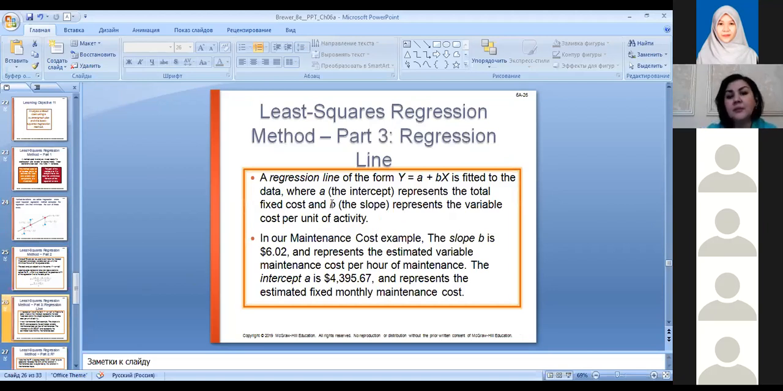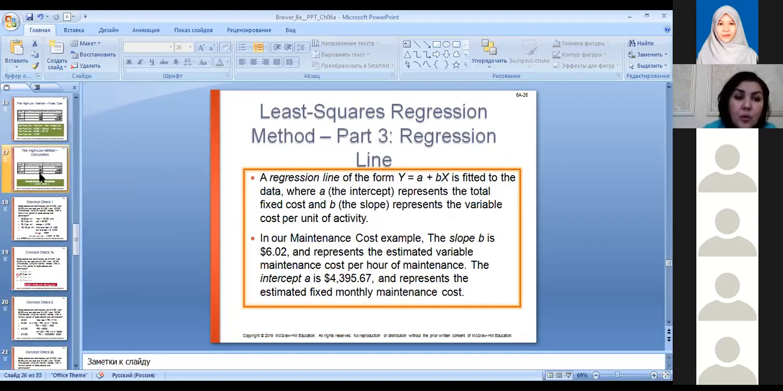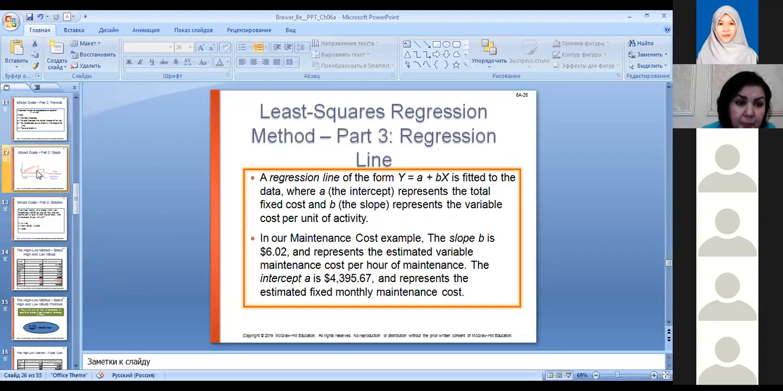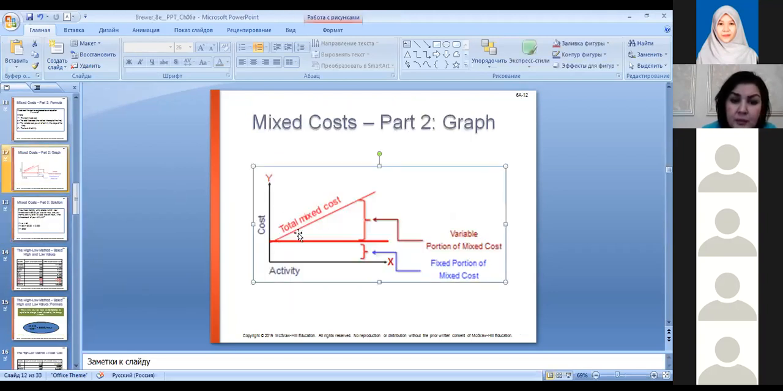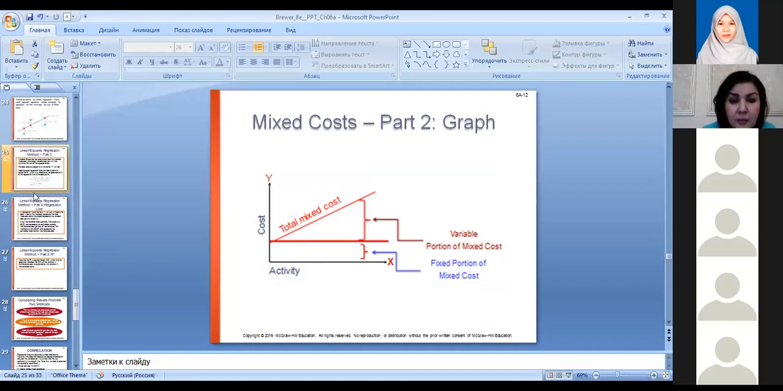Okay, as we said, the regression line has a form fitted to the data, where A, the intercept, represents fixed cost, and B is the slope. As I said, the slope of the line is variable cost per unit. Again, let's look at this graph. The slope of this line is variable cost per unit, which is B. And we simply multiply by X, the number of units.